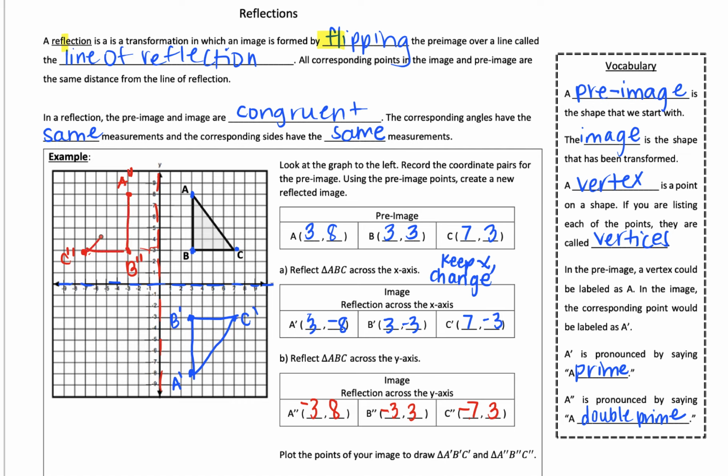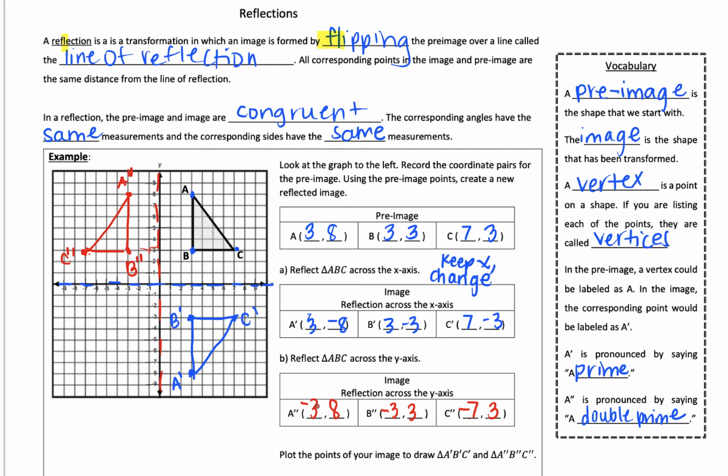And what you can see in both of these reflections, they both did something different. So the x-axis, it was reflected over that horizontal line, and when we reflected over the y-axis, it was over the vertical line. So they look different when we flip them, but you can still see that all 3 of these shapes are congruent. They're just facing different directions.